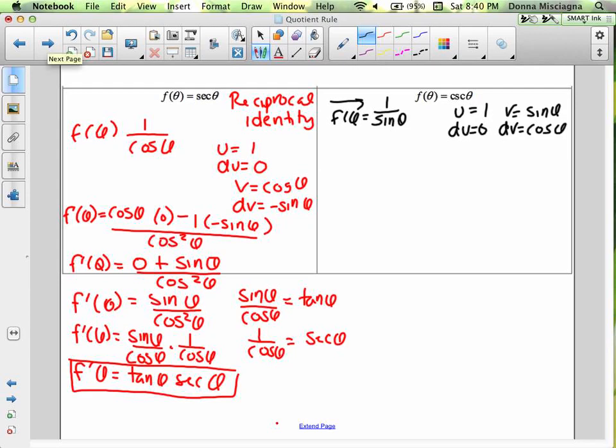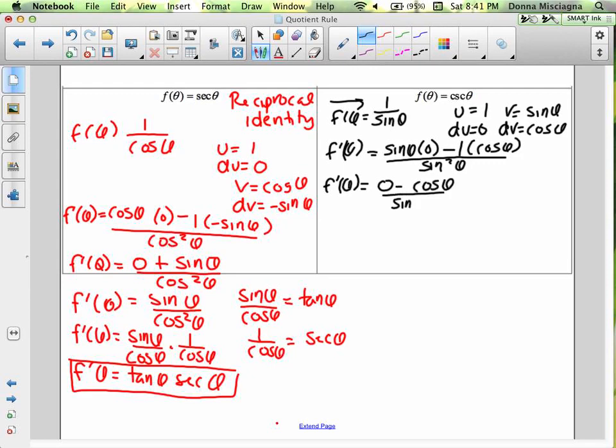All right, so now we have f prime of theta is equal to the denominator. Right, so that's sine theta times the derivative of the numerator, that's 0, minus the numerator, which is 1, times the derivative of the denominator, so that's cosine theta, all divided by sine theta squared. All right, so anything times 0 is 0. So f prime of theta is equal to 0 minus cosine theta divided by sine squared theta. So that's just going to be negative cosine theta divided by sine squared theta.